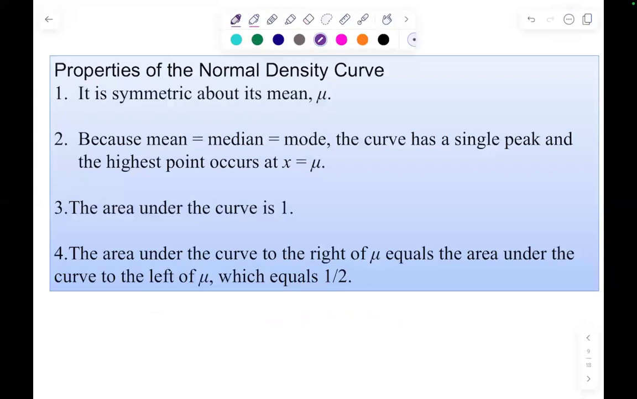All right, here are the properties. So normal density curve is symmetric about the mean. The mean and the median and mode are all pretty close to equal to each other. They're really close. So it has one peak right at the center, right at our mean. It has that nice peak there. The area under that curve is 1. And the area to the right of the mean is 50%. And to the left of the mean is 50%. So it's all nice and symmetric and beautiful.